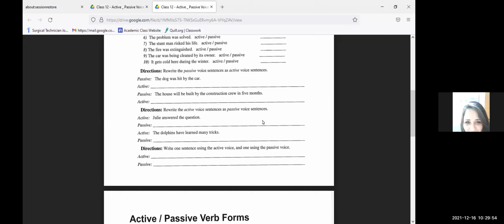The construction crew will build the house. Will build the house. Perfect. Good job.